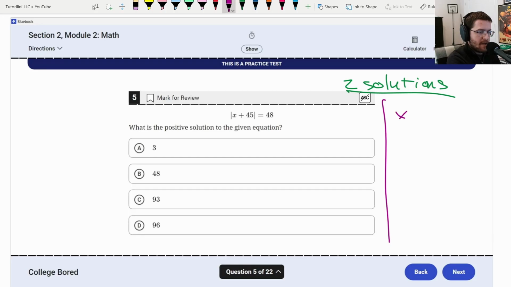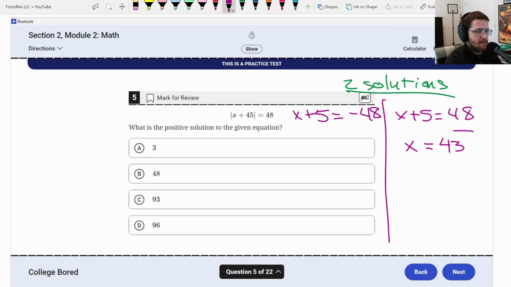So x plus 5 equals 48. And then x plus 5 equals negative 48. I solve both of those the exact same way by just subtracting 5 on both sides. On the right one, I get x equals 43.